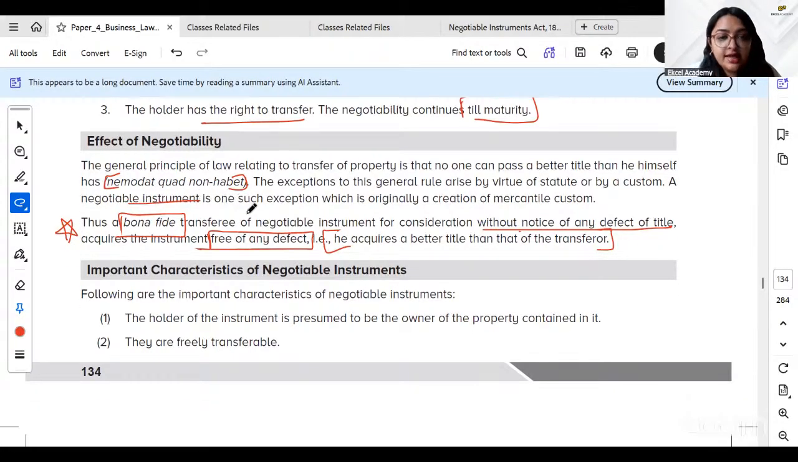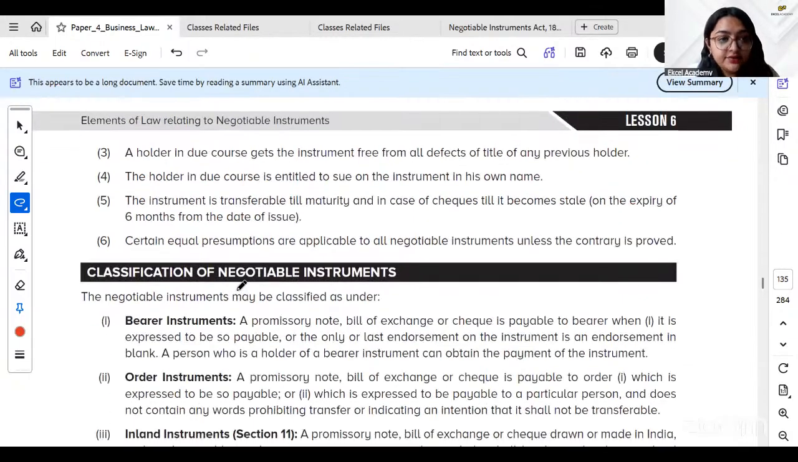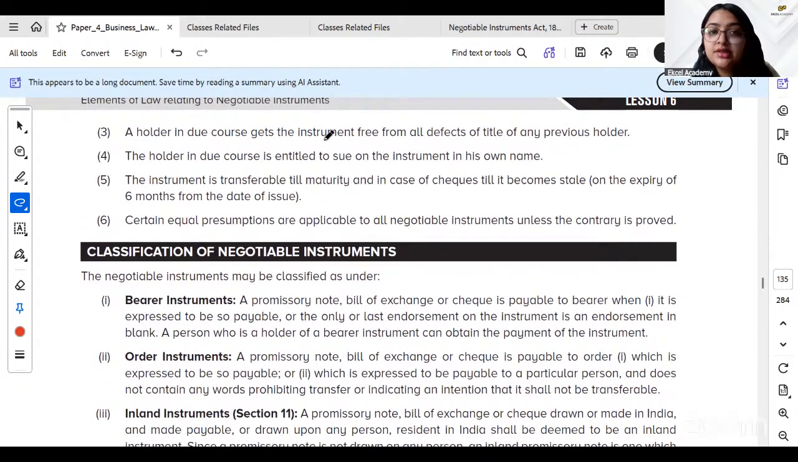Important characteristics: the holder is presumed to be the owner. They are freely transferable. The holder in due course gets the instrument free from all defects. They are entitled to sue in their own name. It is transferable till maturity, and in case of a check, till it becomes stale, which is 6 months. And certain equal presumptions are applicable to all negotiable instruments.